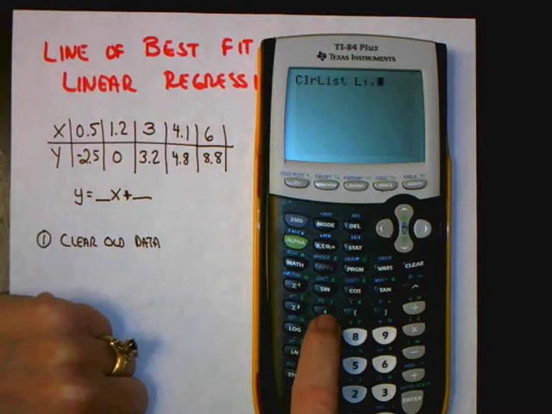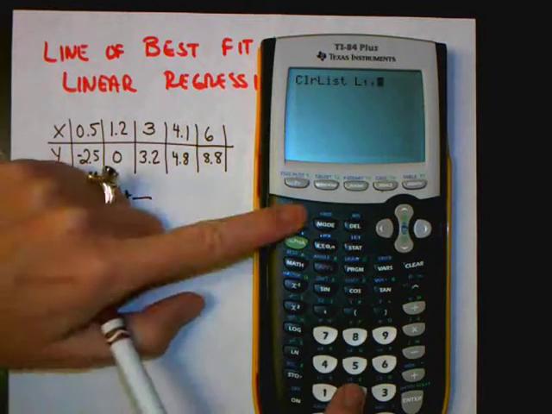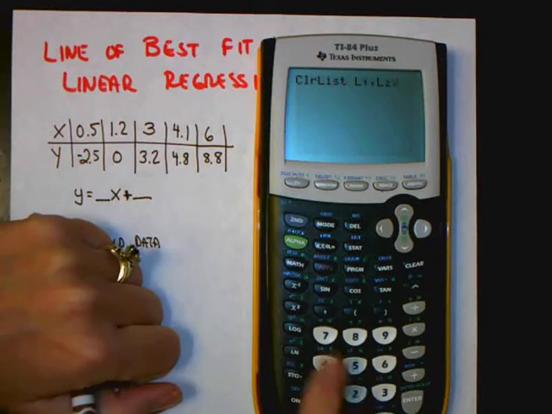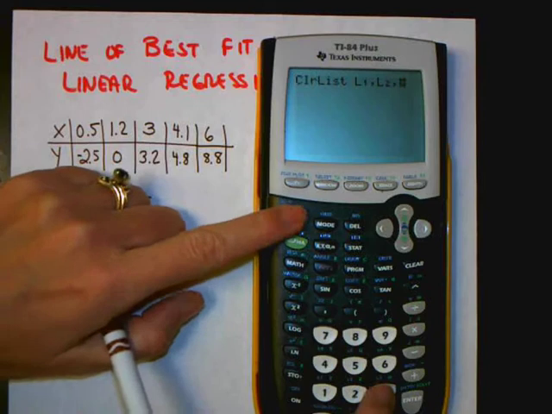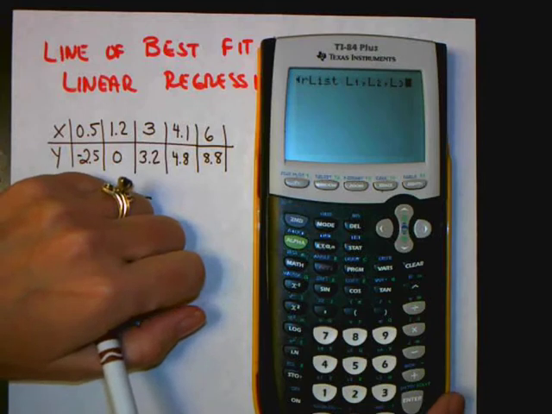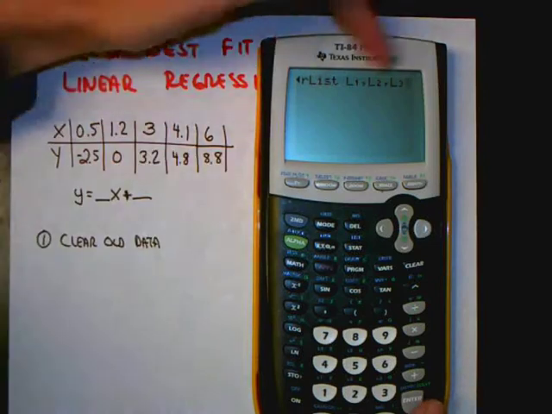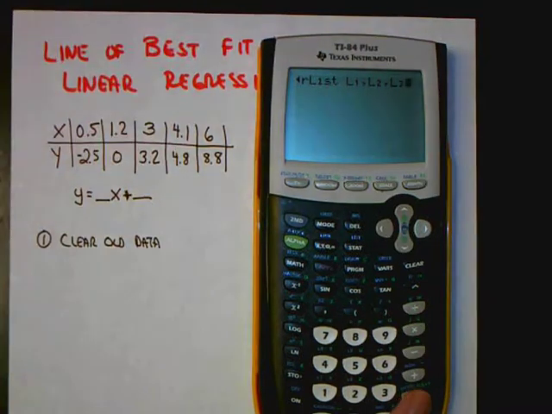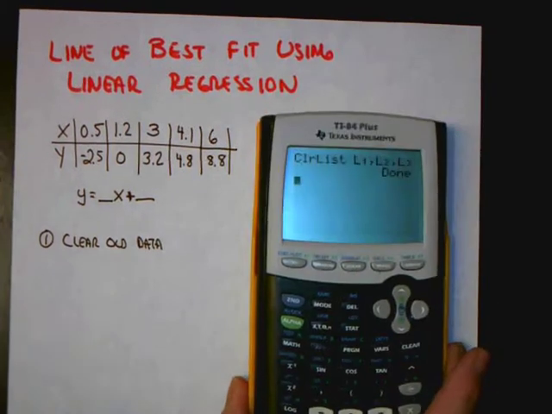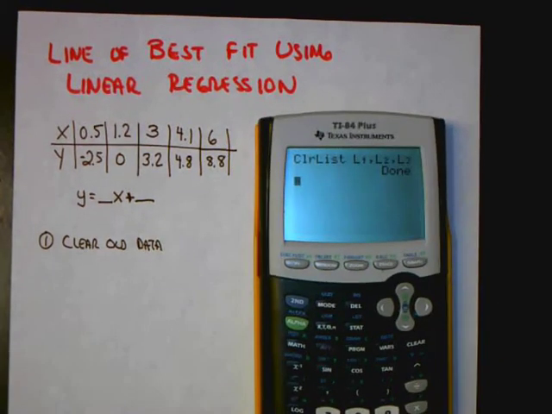And so I use this comma to say there's another one. I want to clear list 2. And I'm going to clear list 3 just for good measure. I don't think that there's anything in the rest of the lists. If there were, I'd find out as we go along. So I enter the lists that I want to clear there, and then I just hit the Enter key. And it says Done. Okay, so now we've cleared out any old data in the calculator from previous problems.